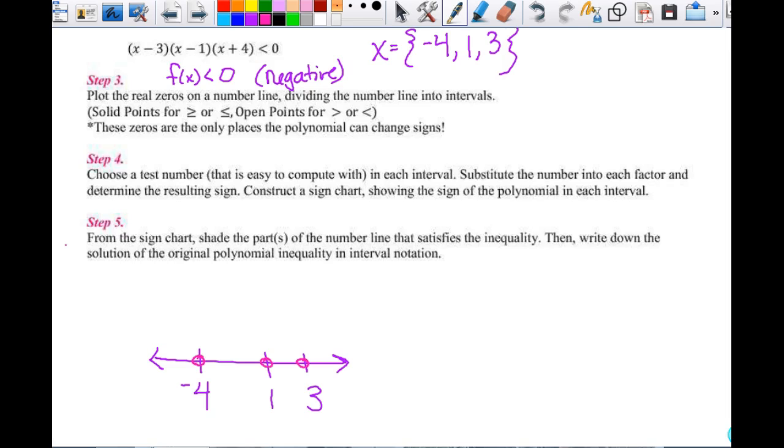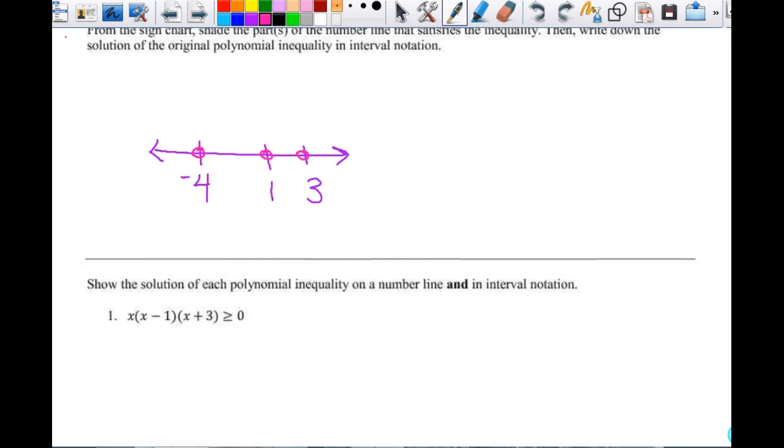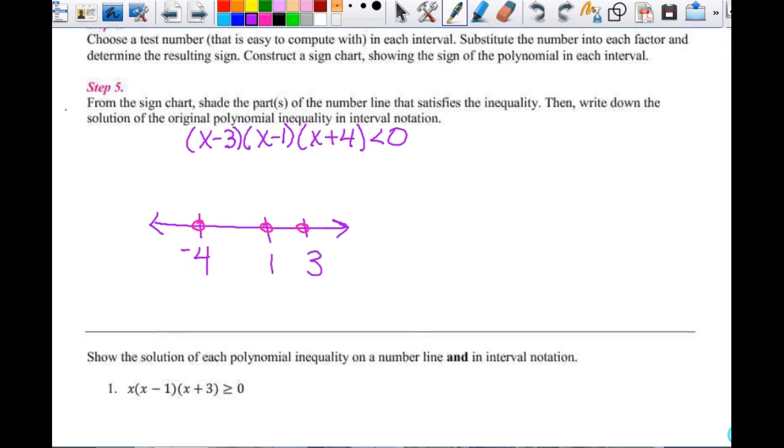The test number, right? I'm going to rewrite that polynomial because when I scroll, you can't see it. You don't necessarily have to rewrite yours because you can see yours. But this is x minus 3 times x minus 1 times x plus 4, which is less than 0. And I did copy that down, right? Yes? Okay, good deal. The directions say that we are going to choose a test number that is easy to compute with in each interval. Substitute the number in each factor and determine the resulting sign. Does it say just determine the resulting value? No, I don't care about the values. It says determine the resulting sign. So all I care about is the positive or negative.